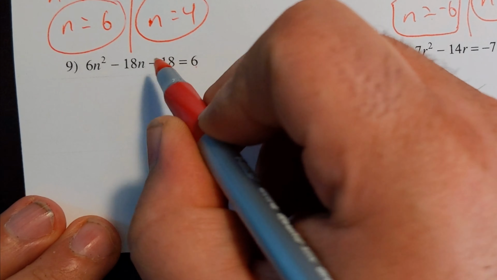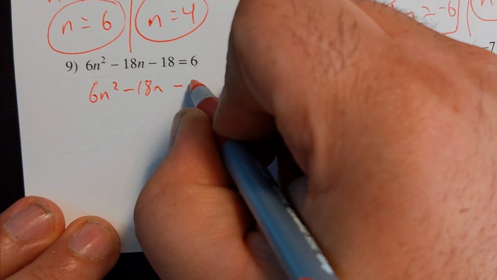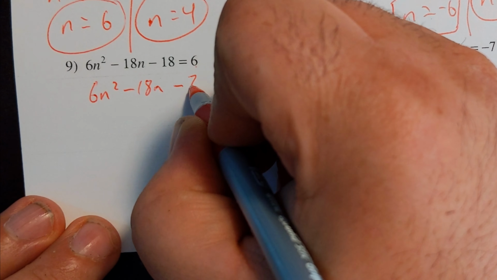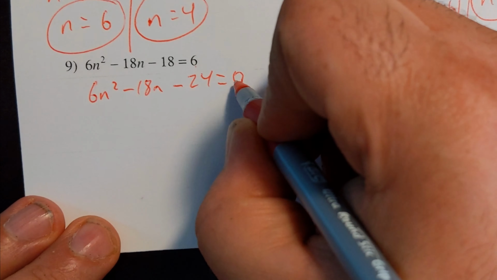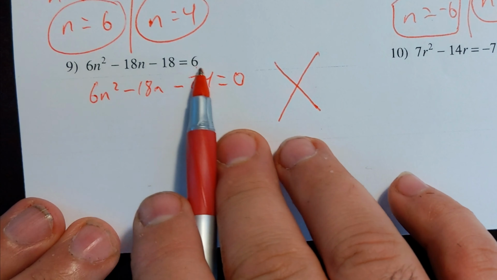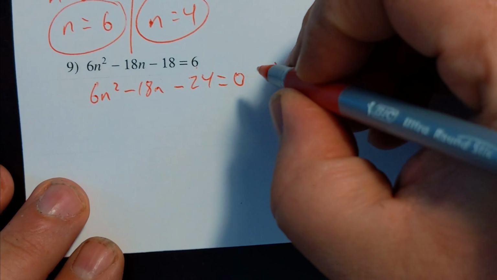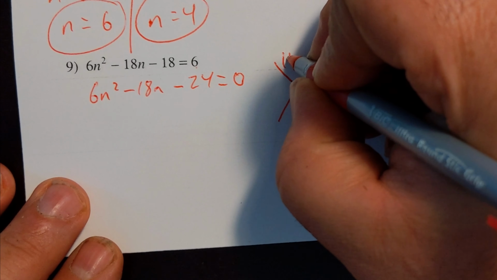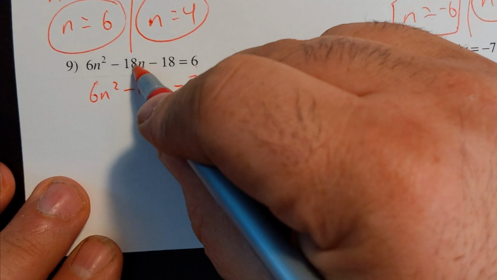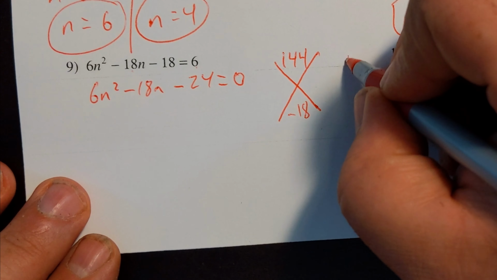I'm going to subtract 6 to move it across. So 6n squared minus 18n minus 24 equals 0. Remember, you're going to multiply the first number and the last one. So 6 times 24. Six times 24 is 144. And then the number in the middle, the negative 18, goes down here. I'm looking for factors of 144.